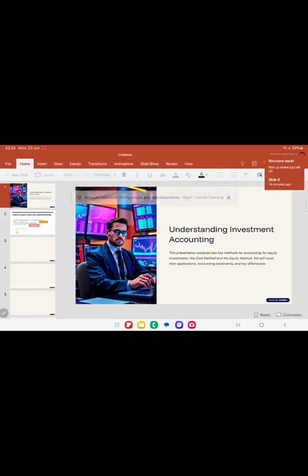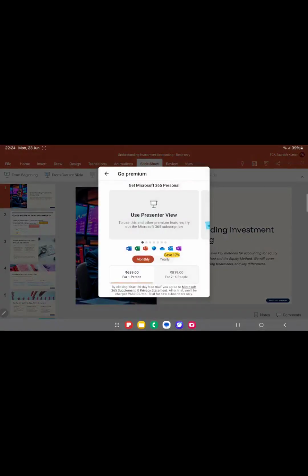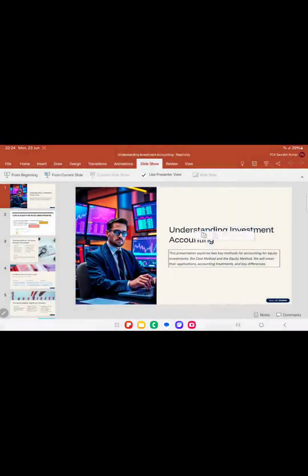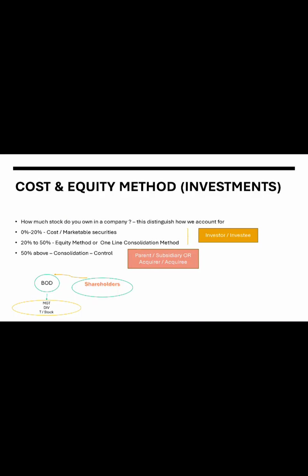Okay, so in this we have also described all the understanding of the investment value. Just quickly, understanding the investment accounting, the two methods are basically, as we said, the cost method and the equity method. As we clearly mentioned, for 0 to 20%, the investment has to be recorded at cost. For 20 to 50% it will be the equity method, or we call it the one line consolidation method. In today's lecture we covered these two methods only.